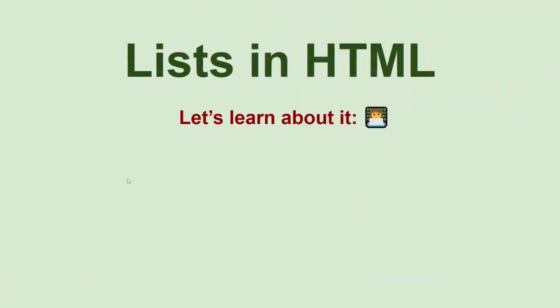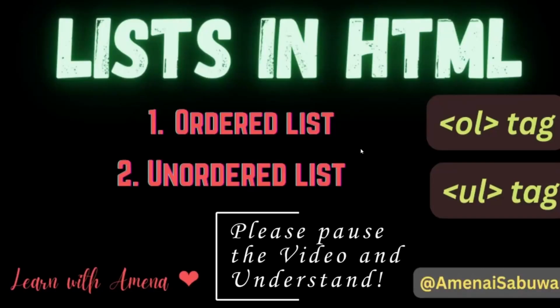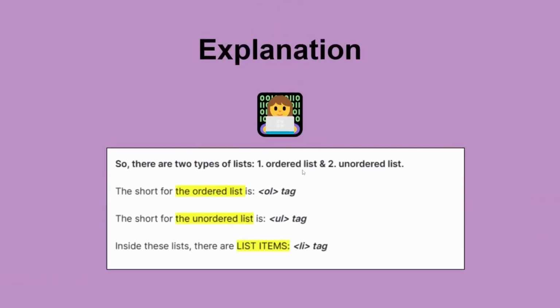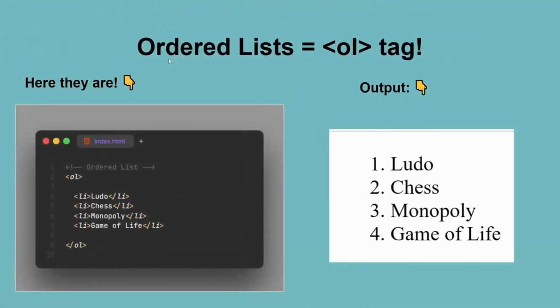Lists in HTML. Let's learn about it. Basically, there are two lists. So what is the explanation? The short for the ordered list is OL tag. The short for the unordered list is UL tag. Inside the ordered list, the items go in the LI tag. Okay. So let's take an example.